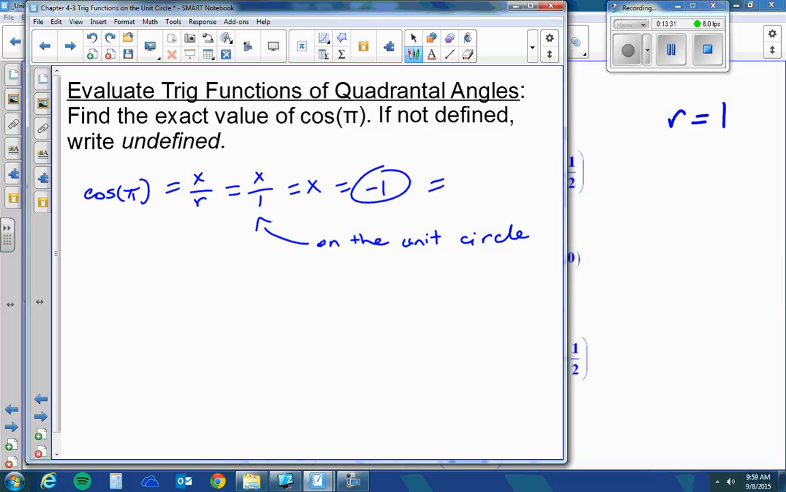By the way, that means cosine of 180 degrees is the same thing, isn't it? Because pi radians is equivalent to 180 degrees. So the same question, just with different units. Either way, the answer is -1.